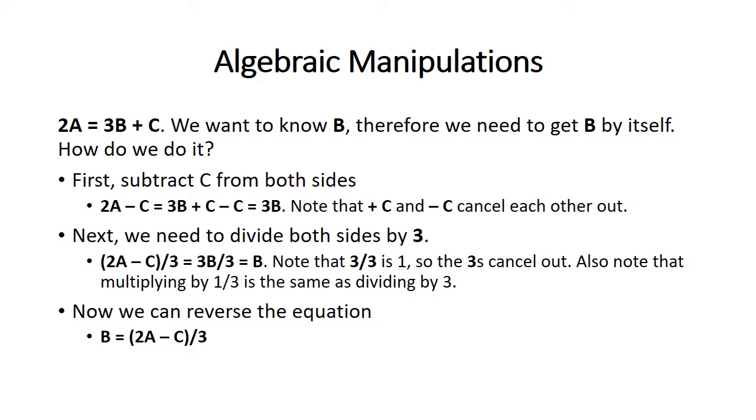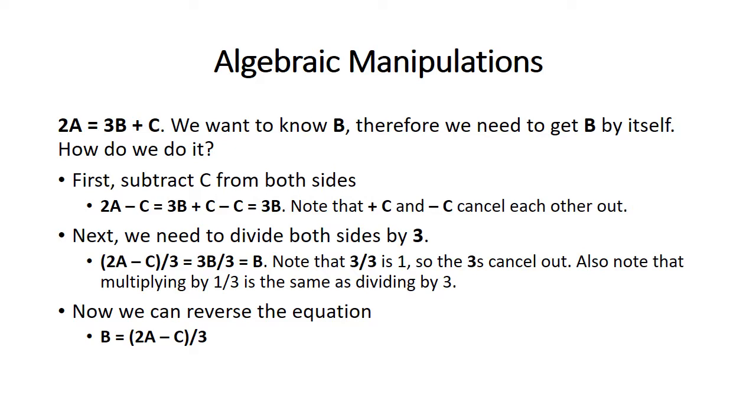First of all, let's start with an equation. 2a equals 3b plus c. We want to know b, and so we have to get b by itself. But how do we go about doing that? Well, the first thing that we want to do is subtract c from both sides. And when we do, that gives us 2a minus c is equal to 3b plus c minus c. Now note that that's just equal to 3b because the plus c and the minus c cancel each other out.